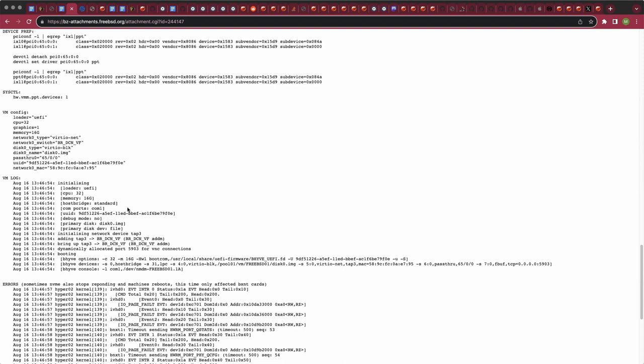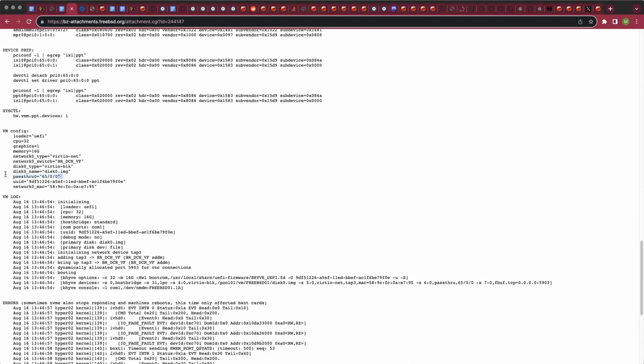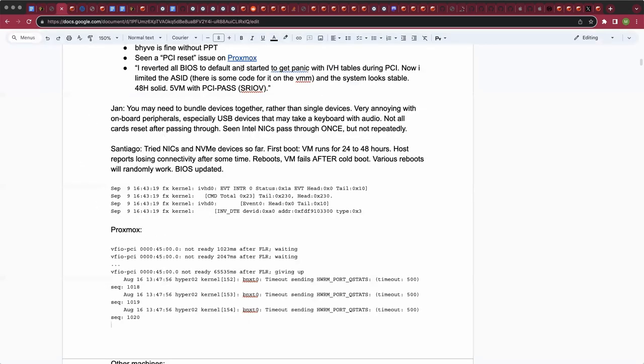Santiago, have you done this also with devctl or only at boot time? I tried both. I always use the other one, but I tried devctl just in case. And the same story.